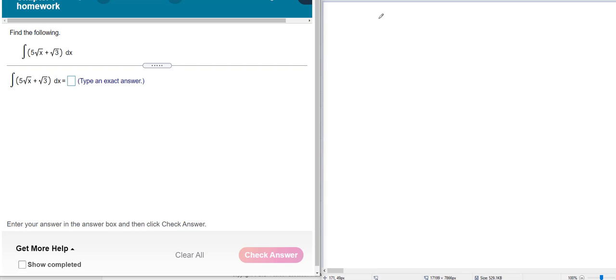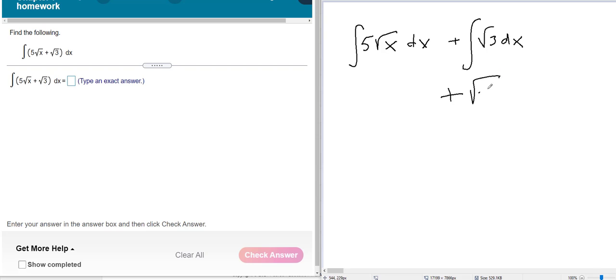Number 4. Now, when you have a root, you need to write it with the fractional exponent, and then you can use that power rule I just showed you. So we've got 5 square root of x dx plus square root of 3 dx. So this one's going to be the square root of 3x because the square root of 3 is a constant, and then there's plus c.